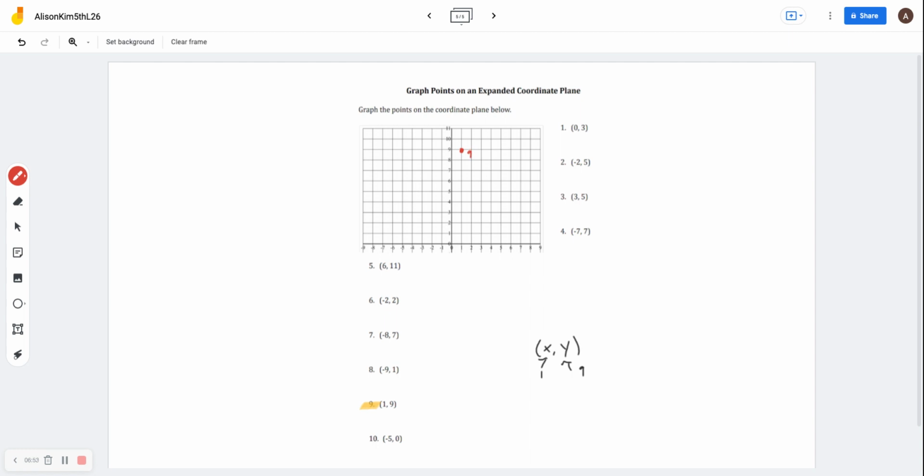Once again, this is fairly easy. You just need to pay attention to your ordered pairs and follow this ordered pair formula of x, y. And that's all I have for you guys today.